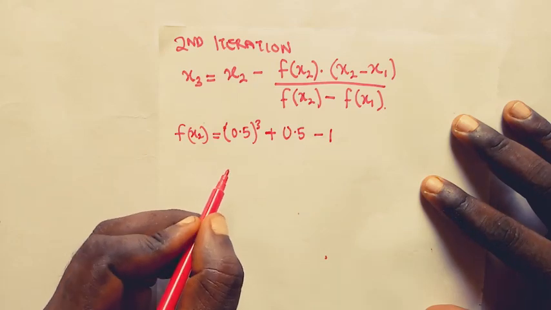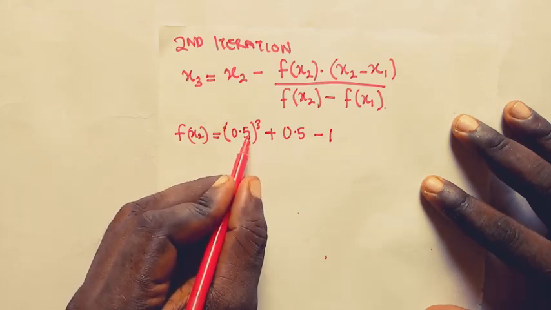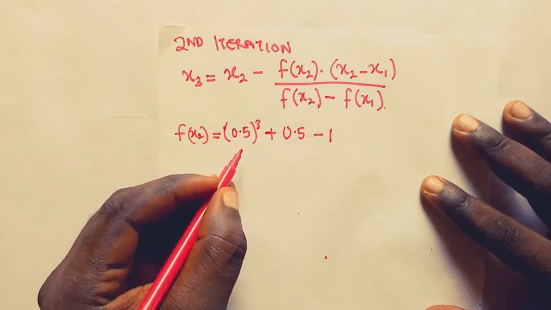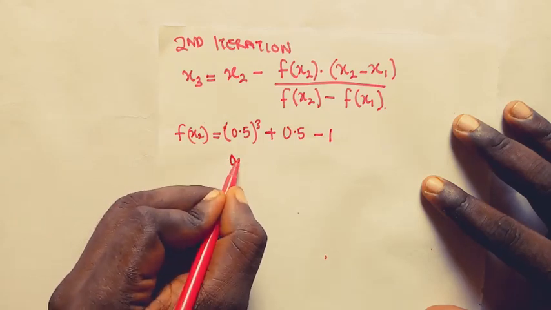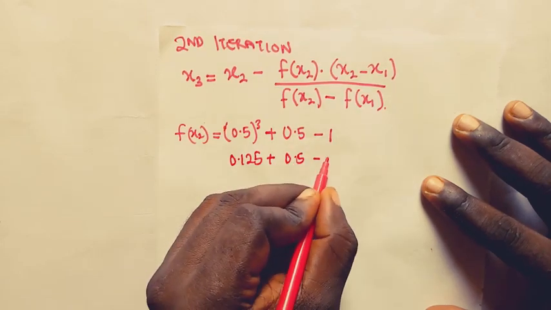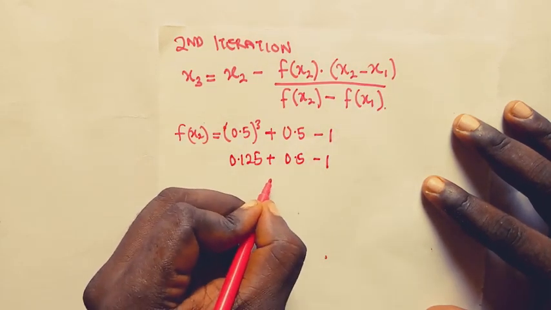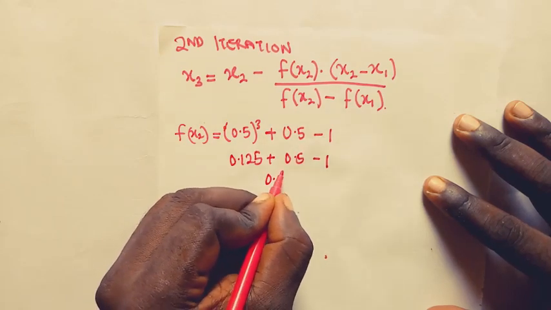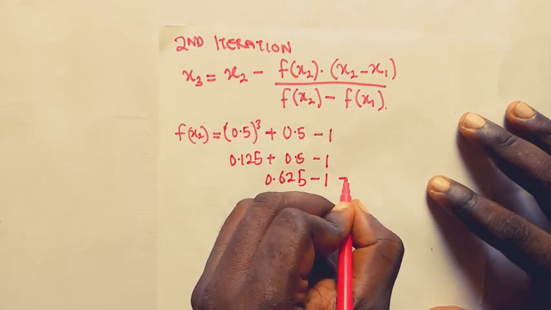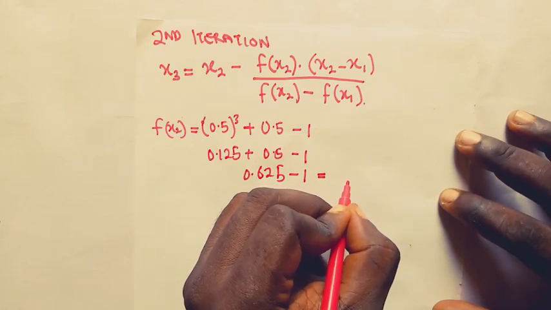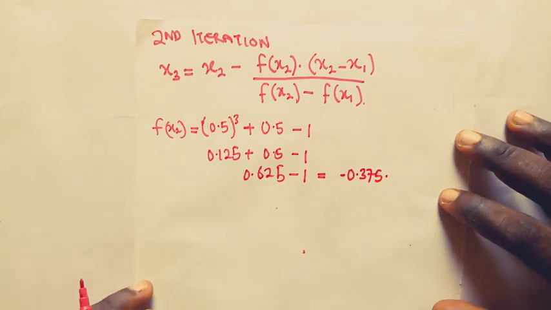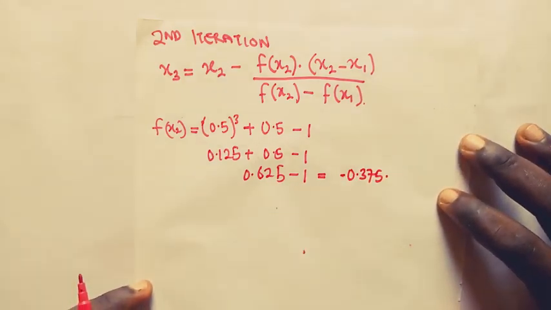All right. The cube of 0.5, to the power of 3, is going to give me 0.125, plus 0.5 minus 1, and that's going to give me 0.625 minus 1, and I'm going to get minus 0.375 as my f of x2.